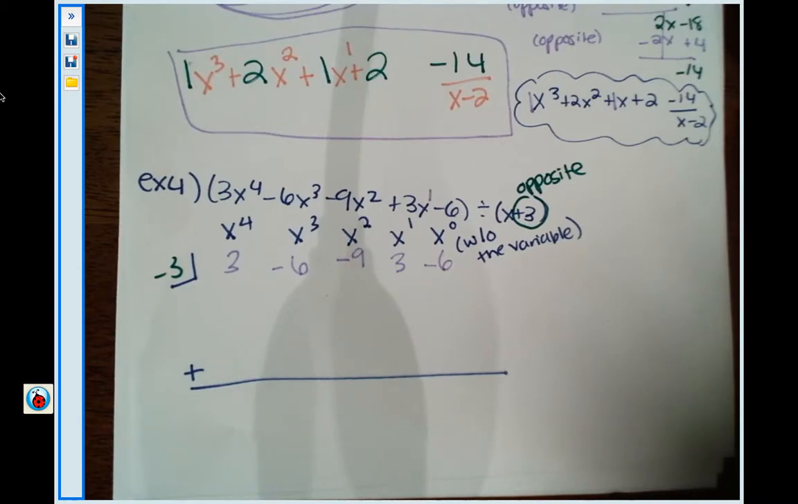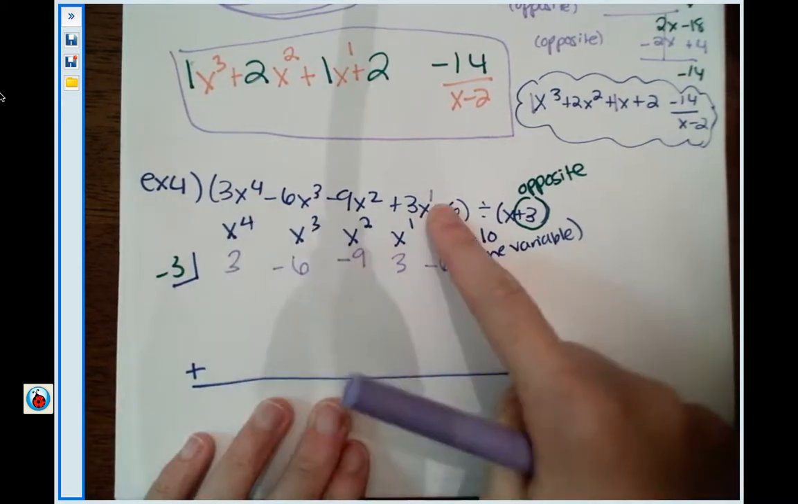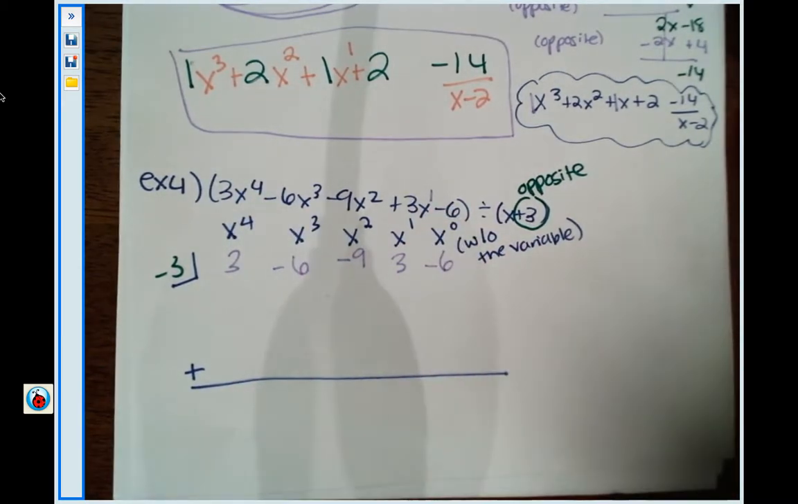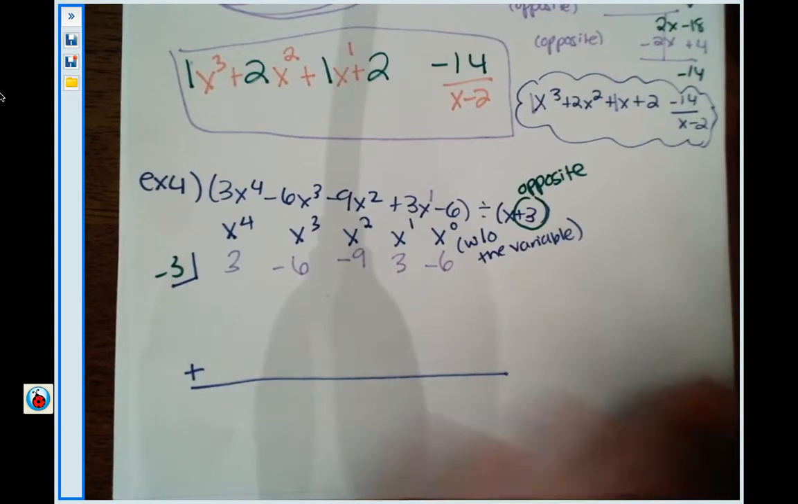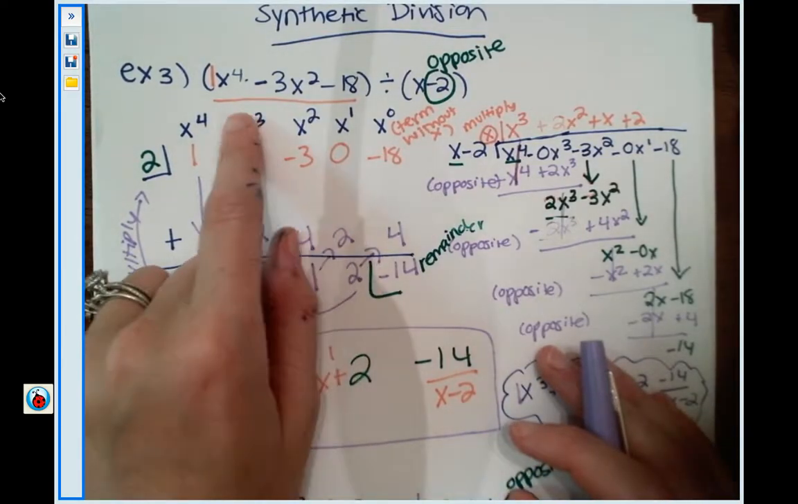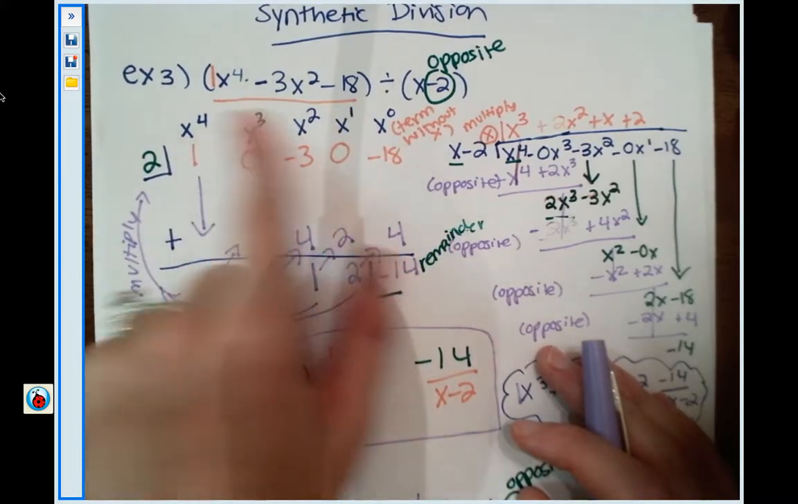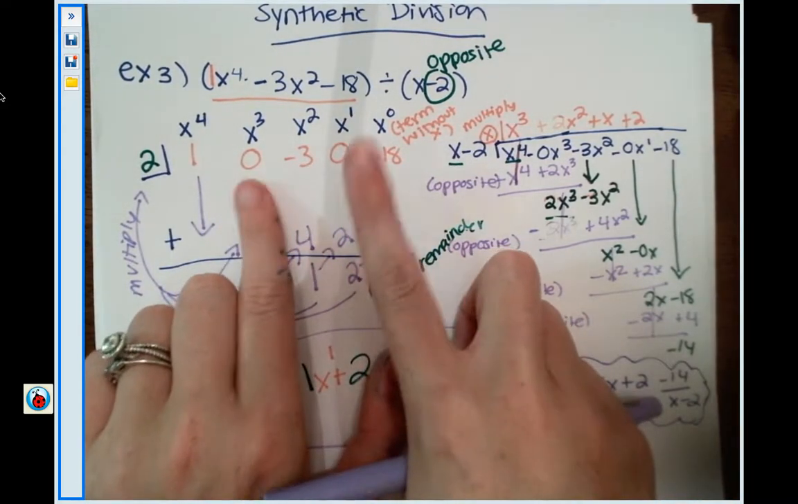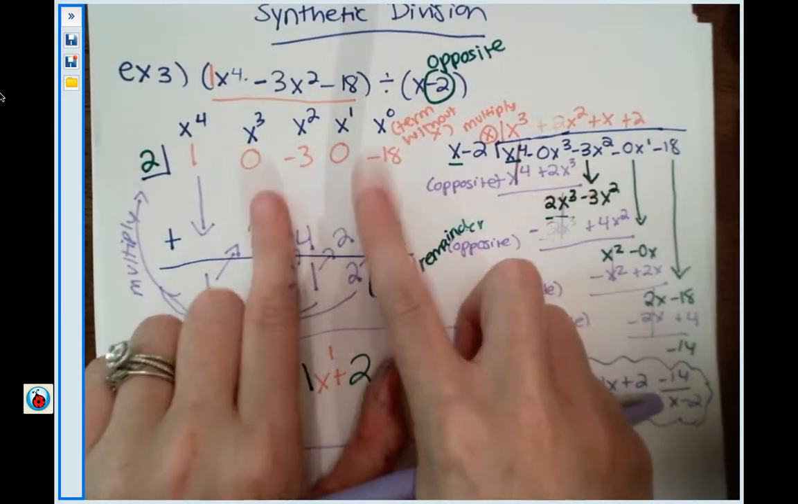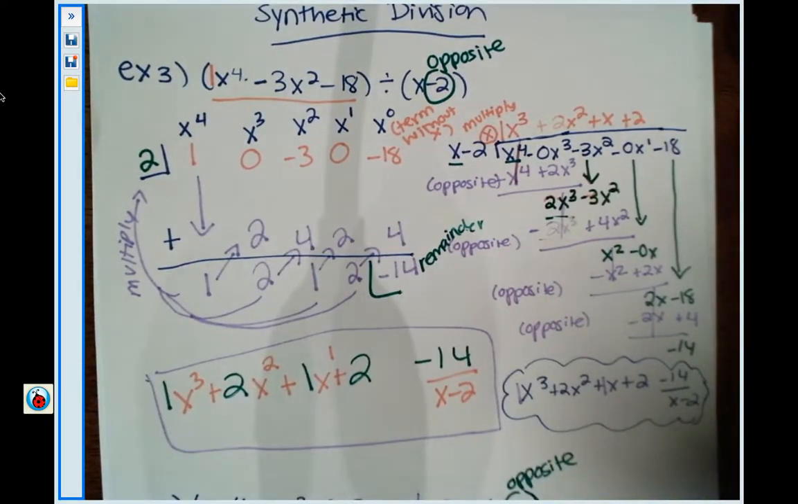So this time, you guys, was a little different because we didn't have any missing exponents. So I did not have to put in a 0 placeholder. Now up here, we were missing exponents. We didn't have an x to the third. We didn't have an x to the first. So we had to put zeros in their slots. So do not forget about your 0 placeholders.